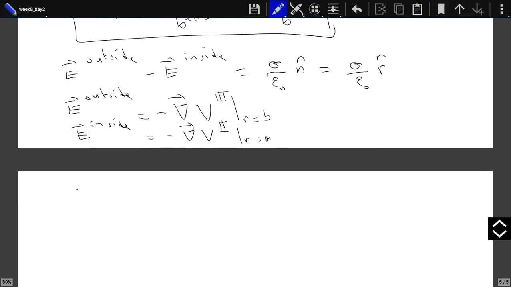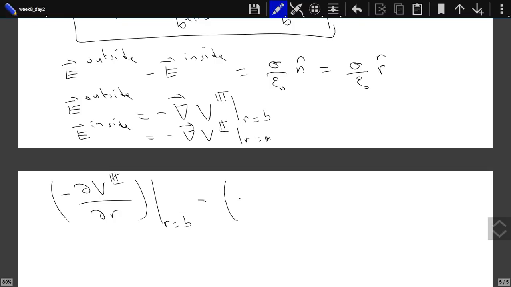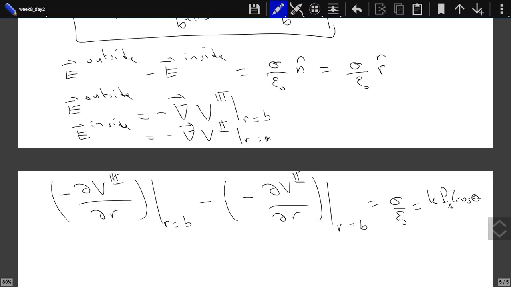And that tells me that minus dV3 by dr, evaluated at R equal to B, minus minus dV2 by dr at R equal to B, should be equal to sigma over epsilon 0, and sigma is k times cosine theta, k times P1 of cosine theta over epsilon 0. Why P1? Because P1 of cosine theta is just cosine theta.